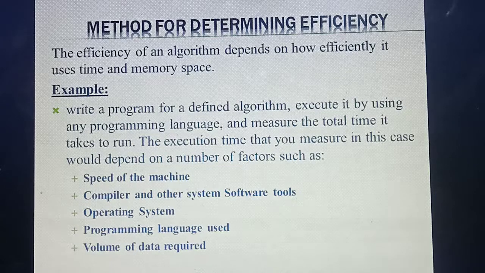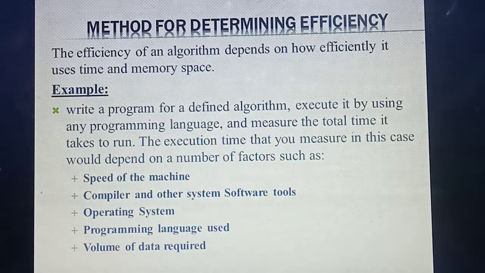Okay, for example, you are running one program on your computer, and your computer capacity is 2 GB RAM, 500 GB hard disk. The same program you are running on another computer that's 4 GB RAM. So 2 GB RAM is somewhat less, that running capacity is less, but if you run the same program on 4 GB RAM, the running capacity is somewhat faster. Okay, so it depends upon the speed of the machine.